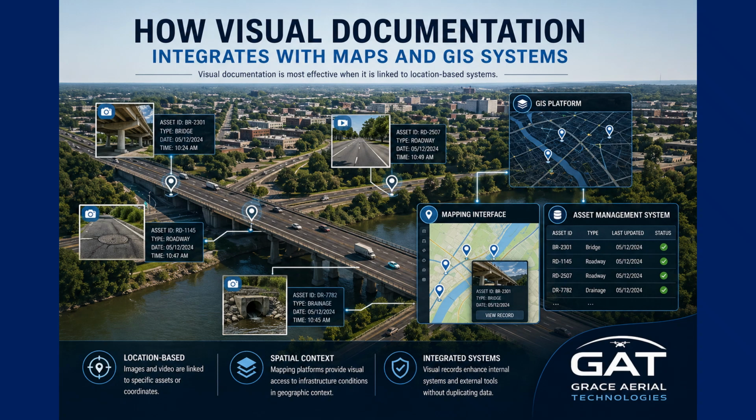So once this data is collected, how does visual documentation integrate with maps and GIS systems? Visual documentation is most effective when it is linked to location-based systems. GIS platforms associate images and videos with specific assets or conditions. Mapping platforms provide visual access to infrastructure conditions in geographic context. So, when integrated properly, visual records enhance internal systems and external reference tools without duplicating data.